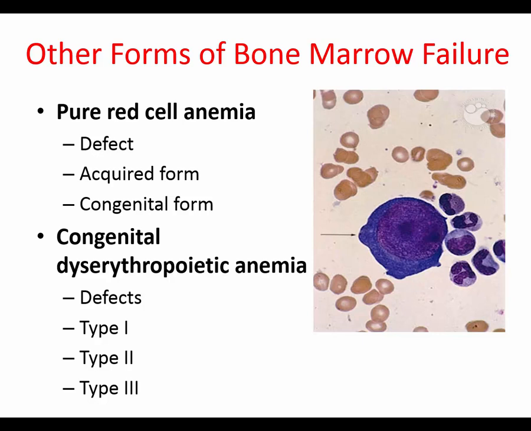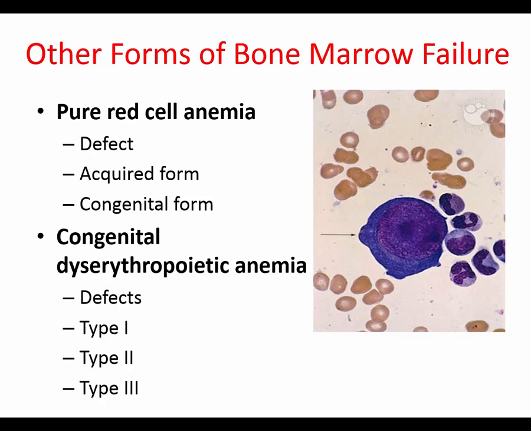Okay? The only thing that's going to be different: you're going to have normal platelets and normal white blood cells in both of these conditions. Okay? You're going to have the shortening of telomeres and everything happening here, but you're only going to have it in the progenitors of the red blood cells, not everywhere.